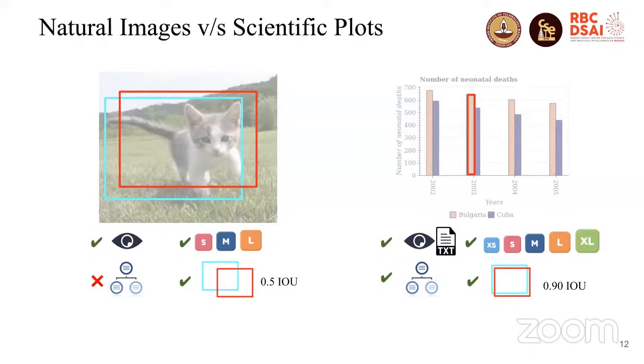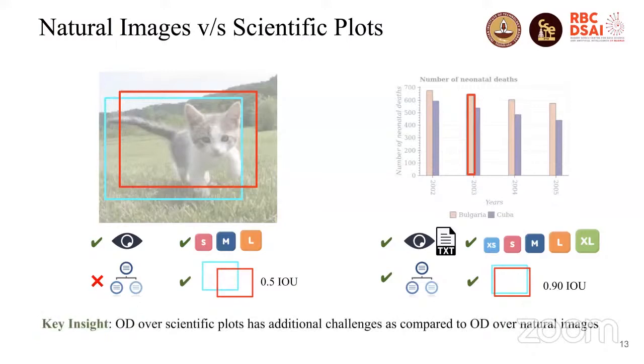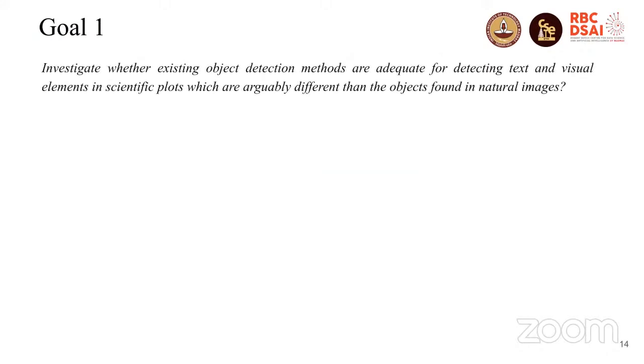So clearly there are additional challenges in object detection over scientific plots, but just listing these challenges isn't enough to convince you that existing methods for object detection over natural images are not sufficient for this problem, right? Hence, the first goal of this work, and that's perhaps the only goal that I'll be able to cover in the time that I have, is to investigate whether existing object detection methods are adequate for detecting text and visual elements in scientific plots, which are different from the objects found in natural images, right?